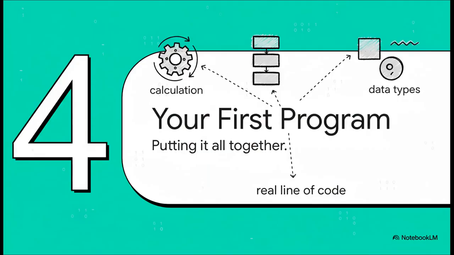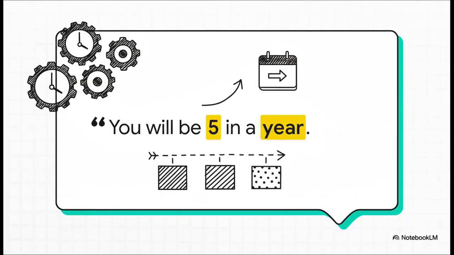Okay, so now we can combine these three big ideas, calculation, those memory boxes, and data types, to really understand how a real line of code thinks its way through a problem. So imagine we want to write a program that asks for your age and then tells you how old you'll be on your next birthday. Let's say your current age is 4. To get this sentence right, the computer has to follow a very specific, very logical set of steps.